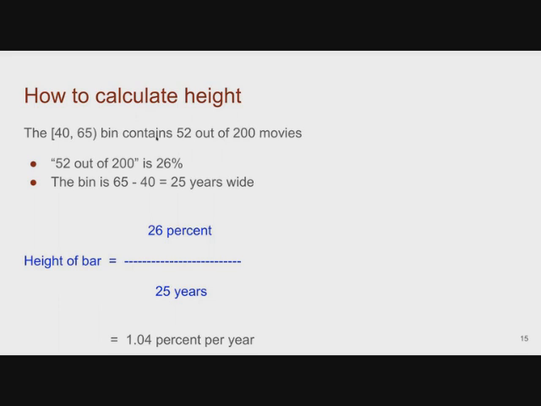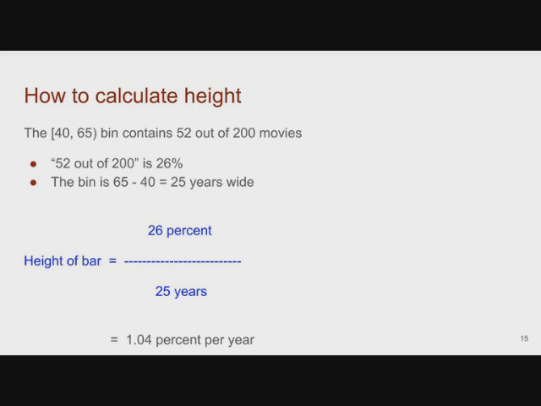And so to calculate the height of a bin, we can count the number of items in that bin. For this movie example that I'll show you a demo for in a second, this bin has 52 out of 200 movies, okay? So the percentage in that bin is going to be 52 out of 200, or if you just do the math, that's 26%. And we want the whole area of that bin to represent 26%.